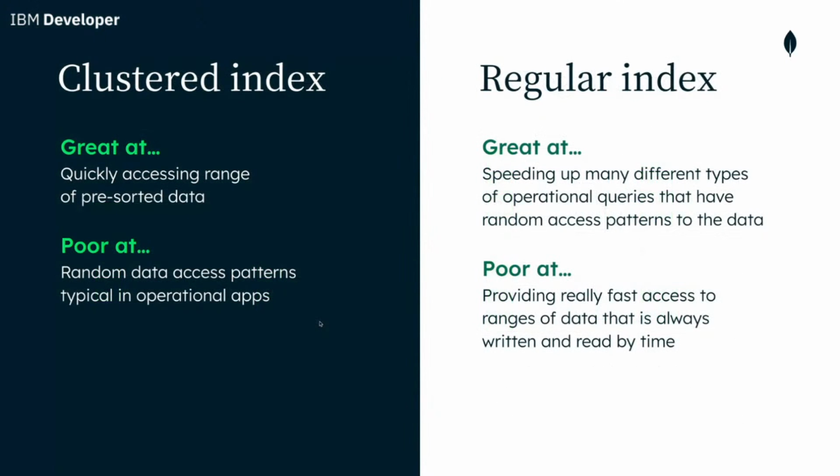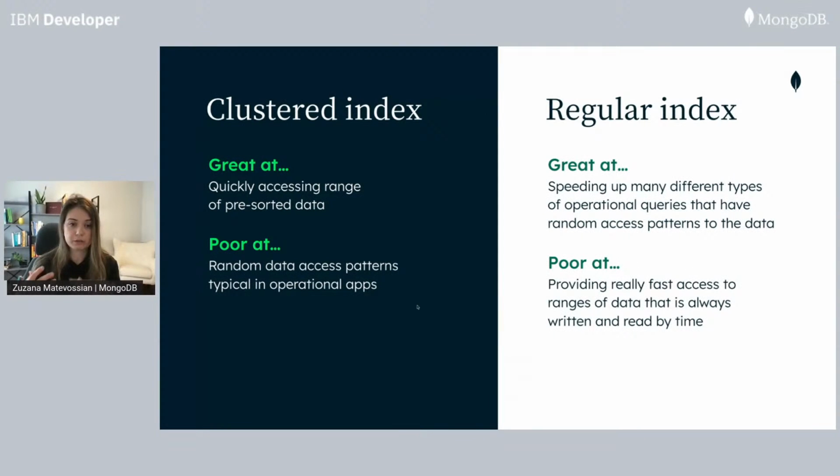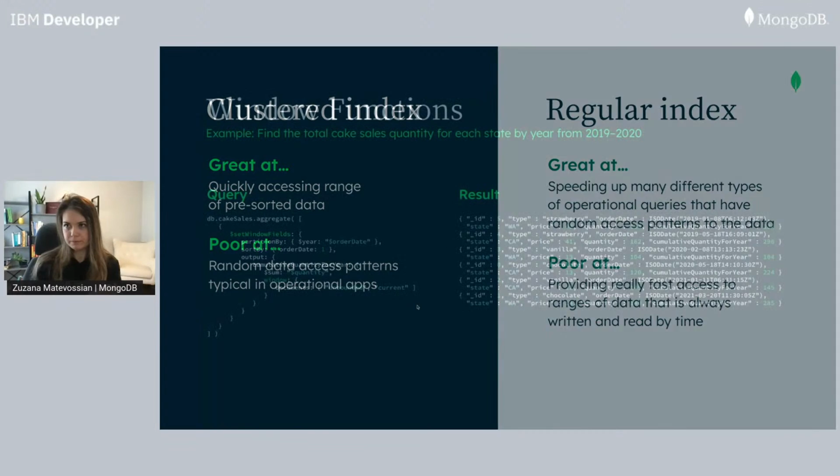And what you have here is that with the clustered index, you can really quickly and easily access a range of pre-sorted data. You can't really do that as well with a regular index, because regular indexes are much more suited to random access patterns to the data and less so to this pre-sorted way of accessing your data. So that's something that you can take advantage of now with 5.0.